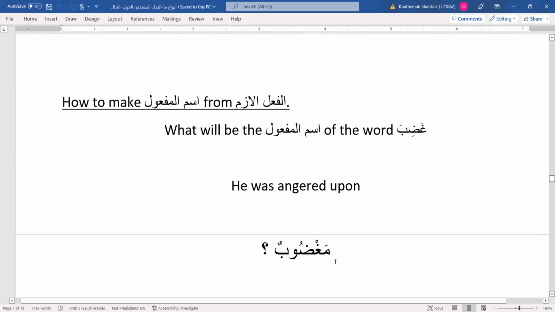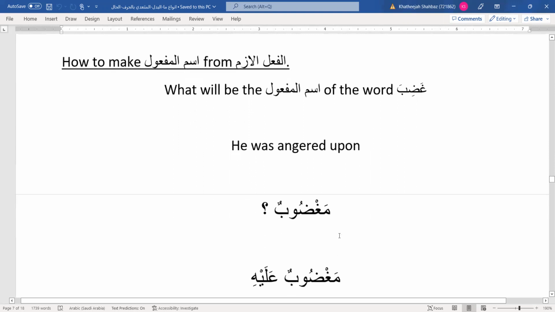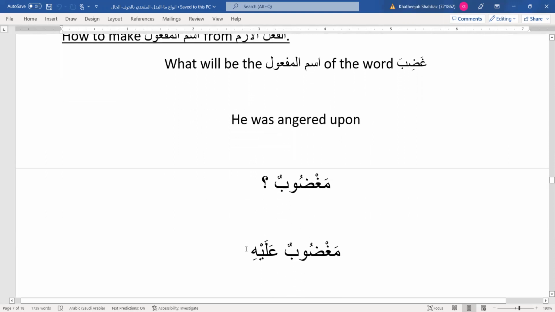So the one who is angered upon will be maghdubun alayhi, the whole thing. It means the one who was angered upon. Maghdubun alone doesn't mean anything. It will be maghdubun alayhi, the one who is angered upon.